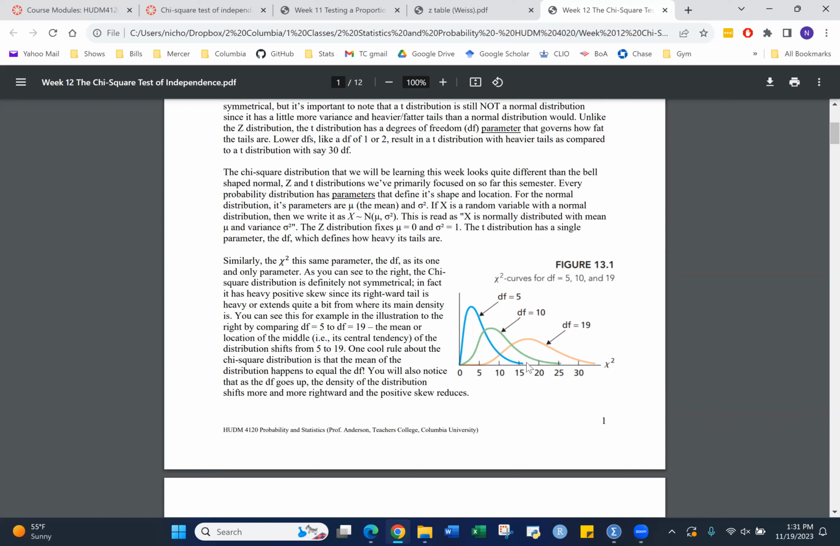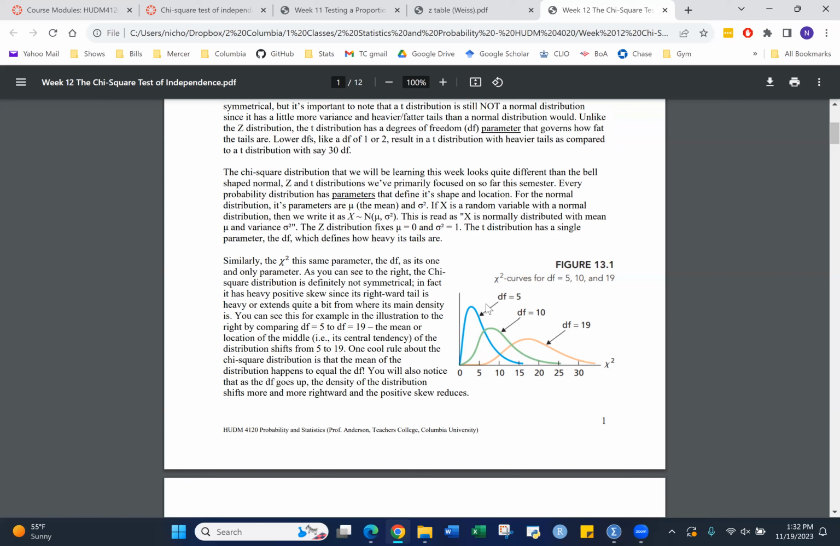You'll notice they're definitely not normal. There's a lot of positive skew, that is, right skew. The tail goes to the right. More observations of your data are falling farther away from the mean as compared to our normal distribution. And of course, because it's skewed, it's definitely not symmetrical. But you will notice as the df gets to 19, it starts looking kind of like a normal distribution. As the df gets larger and larger, it does converge to the normal distribution.